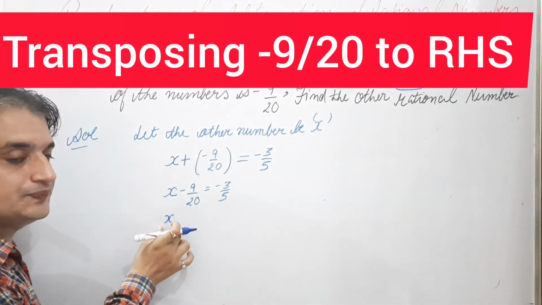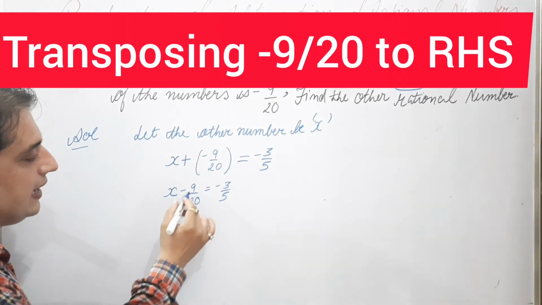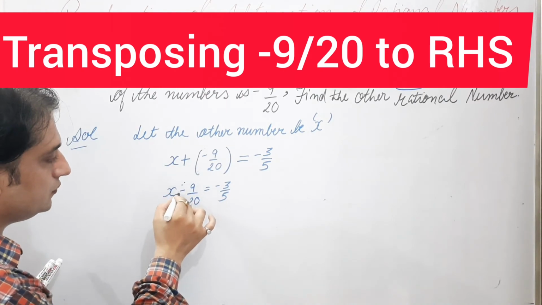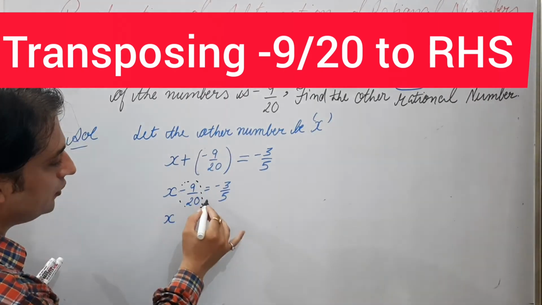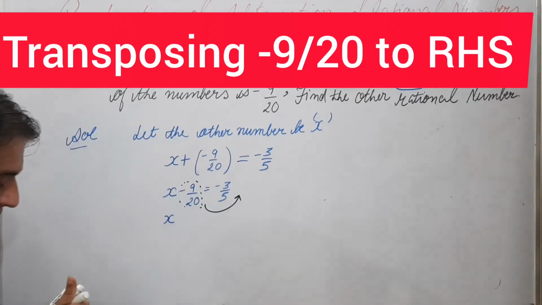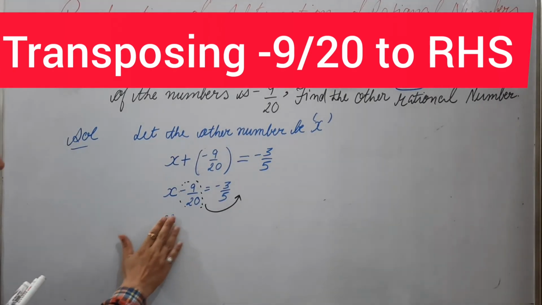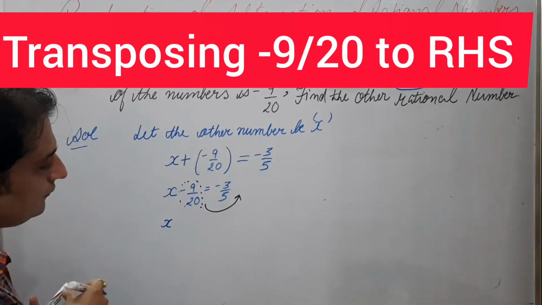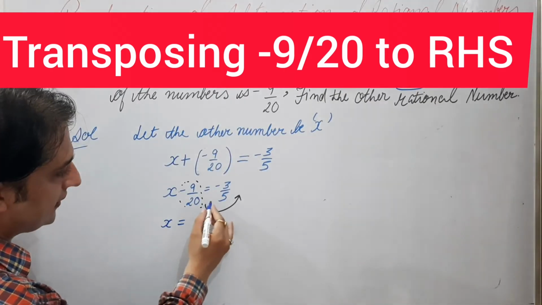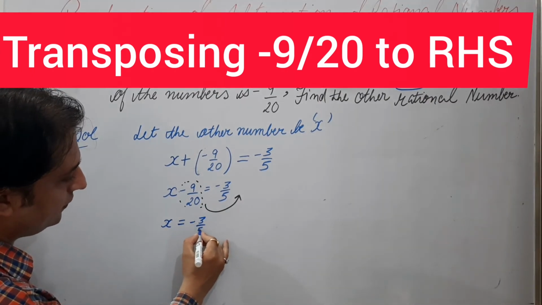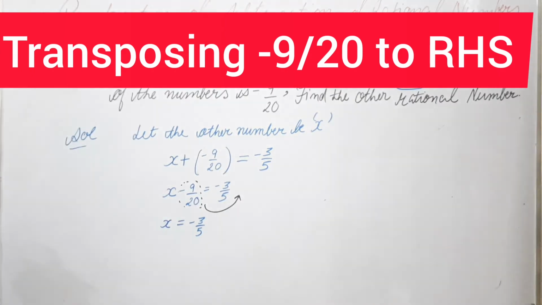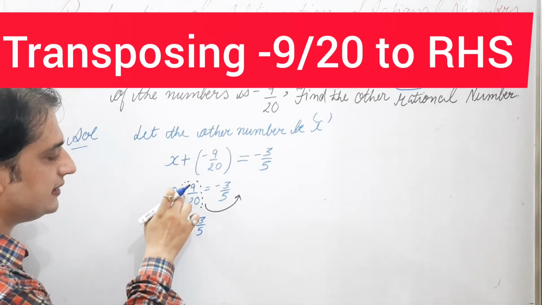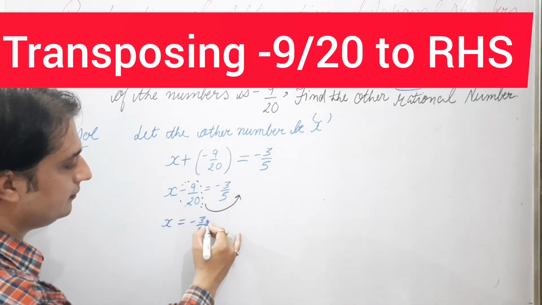Fine. So you have to find the value of x. Keep x on the left hand side and transpose this whole value to the right hand side. So x is equal to minus 3/5 on the right hand side. When transposing to the right hand side, its sign changes. Here it is negative, so on the right hand side it will become positive.